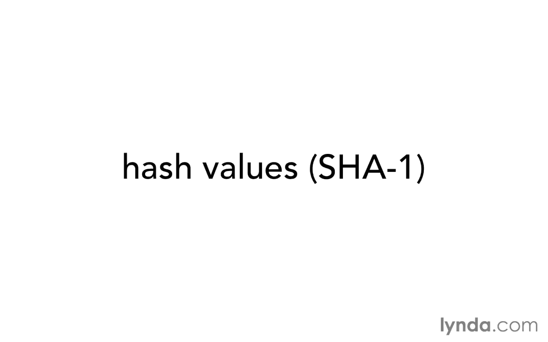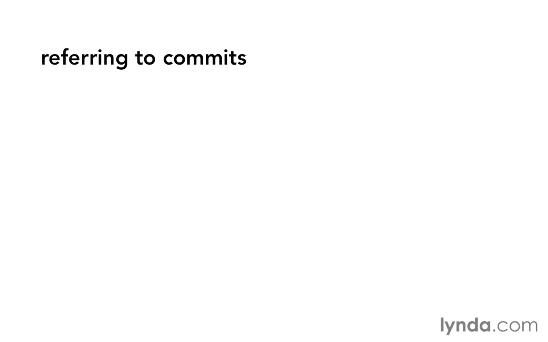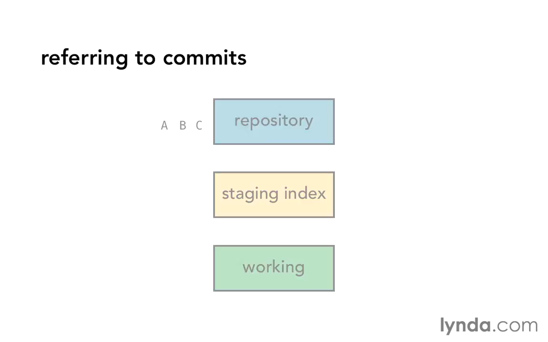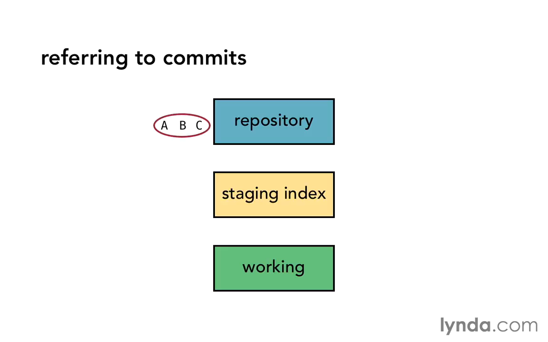In this movie, we're going to talk about the way that Git refers to its commits. Remember in the last movie where we talked about the workflow, we had different changes that we moved from our working directory to our staging index and to the repository. And I just went ahead and gave those the very simple labels A, B, and C. Now that's not what Git calls them, and that's what we're going to be looking at in this movie, is how Git refers to each of these snapshots of changes.